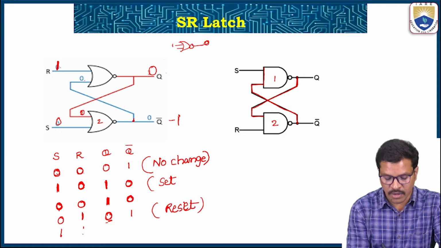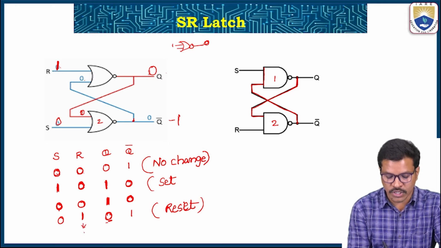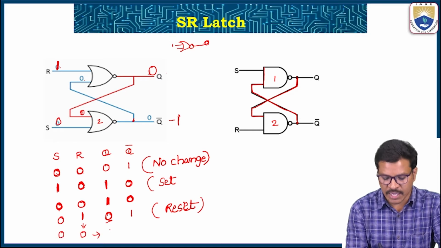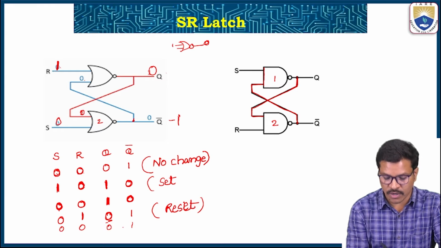If I change again to the original state, like set value 1 to 0 and set already 0, then it will have the same state, 0 and 1, which is nothing but memory. Okay, 0, 0, we can have 0 and 1.